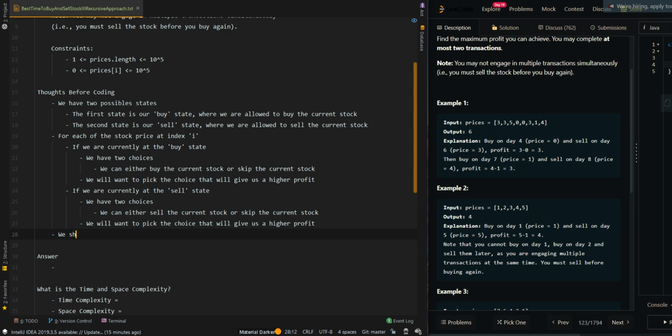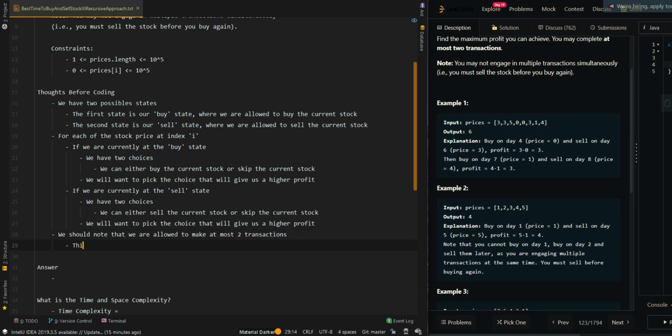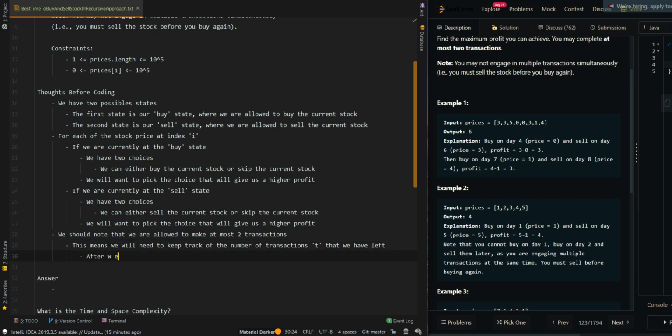We should note that we are allowed to make at most 2 transactions. This means we will need to keep track of the number of transactions left, which we'll call T. After we buy and then sell, we will decrement T.